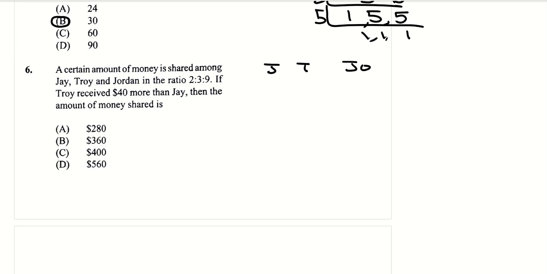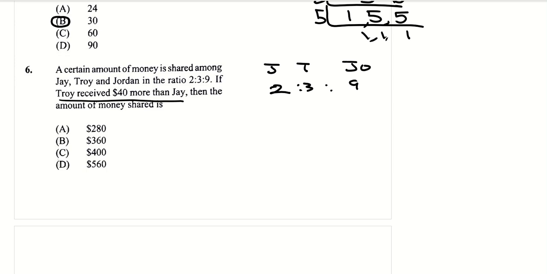And they told you that the ratio is 2 to 3 to 9. What we have to recognize is 2 parts is Jay, Troy is 3 parts, and Jordan is 9 parts. Right? If Troy receives $40 more than Jay, now that statement just means the difference between Jay and Troy is 40.